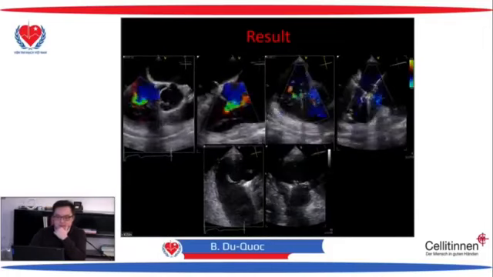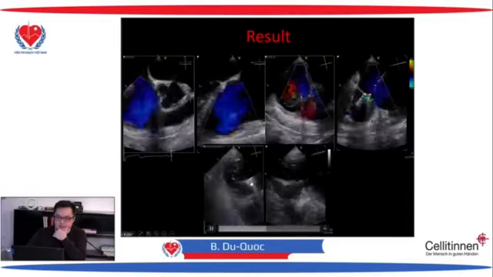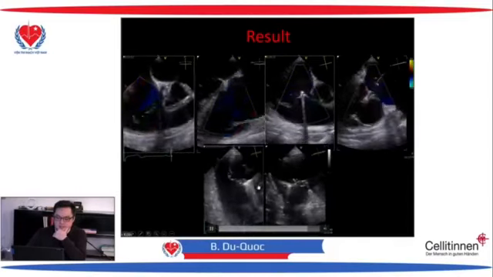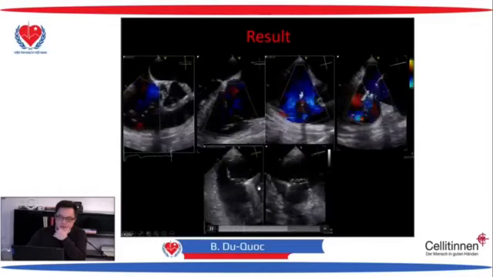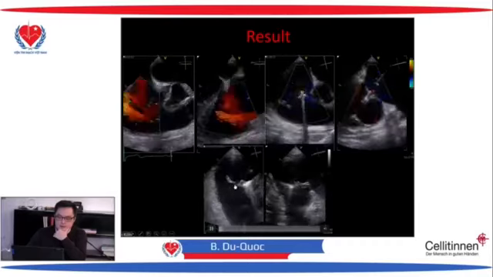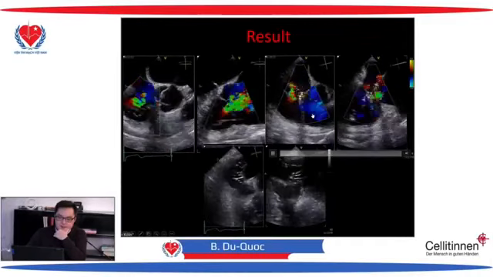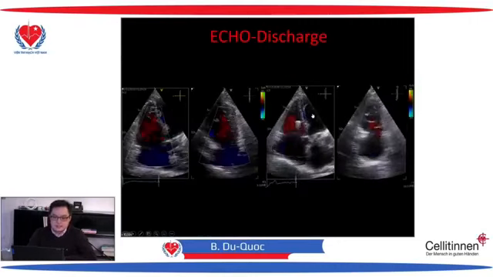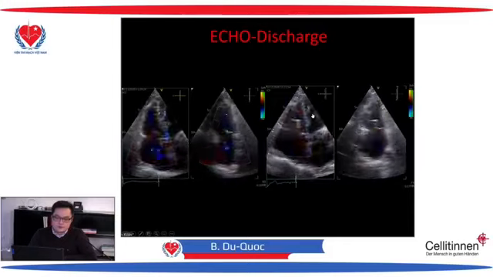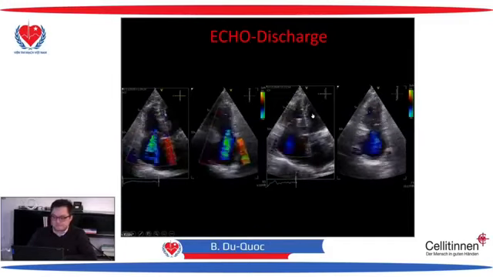Now here is the result before clipping and after clipping, and here you check the leaflet insertion, and the clip is very well positioned. Here you have a little bit of an orifice of the anteroseptal commissure. Here is your posterior anterior commissure, and we are very happy to have this result. And this is the echocardiography at discharge with a good reduction of the regurgitation.